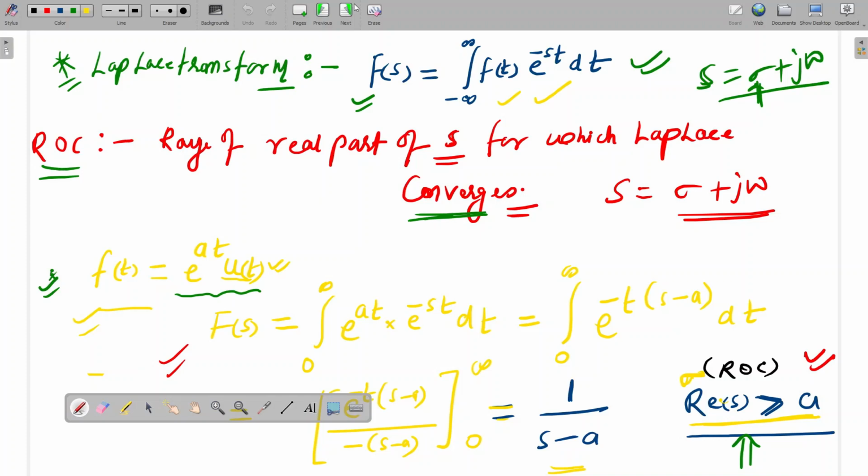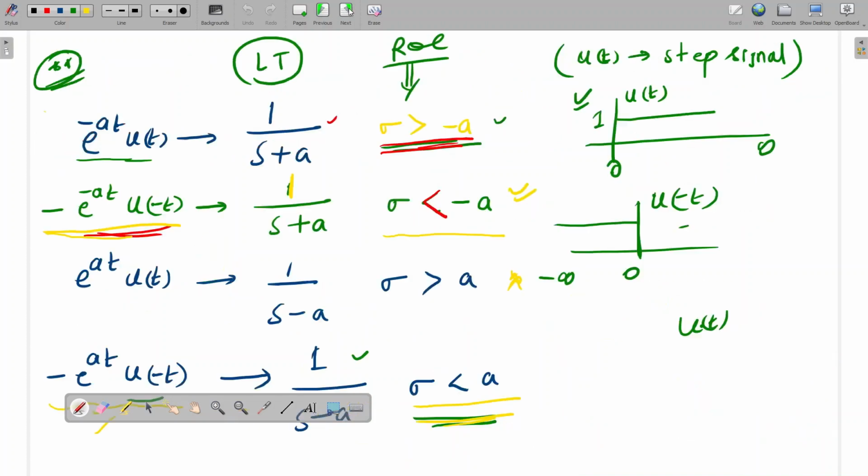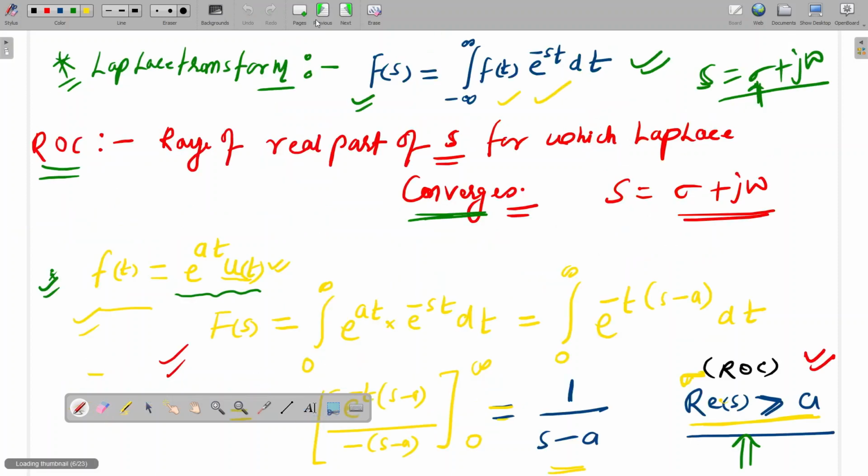So one more I will derive, then it will be more clear. Let's say I will derive this one. First I will explain once: this is the basic Laplace transform formula, and the ROC is the range of real part of s for which the Laplace transform converges. Taking the equation e to the power at into u(t), I want to make the Laplace transform of this. The integral goes from 0 to infinity of e to the power at into e to the power minus st dt, so here it will be e to the power minus t into (s minus a).